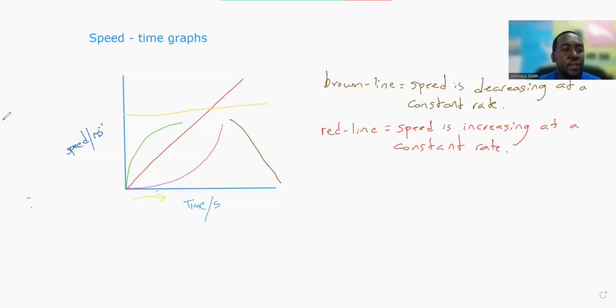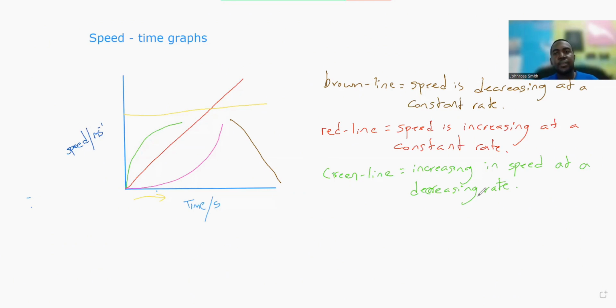Good. Now let's look at our green line. So the green line is the one now that is going up, then curving down. And what this means is that it is increasing in speed, right? Because the speed is still going up. So increasing in speed, but at a decreasing rate. The rate at which it's increasing in speed is getting smaller and smaller.